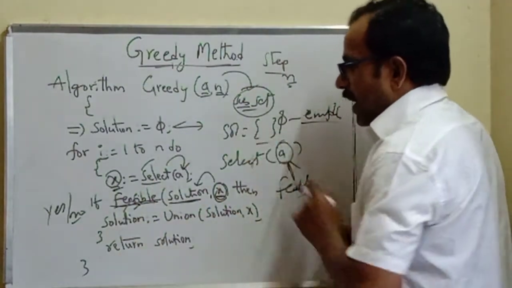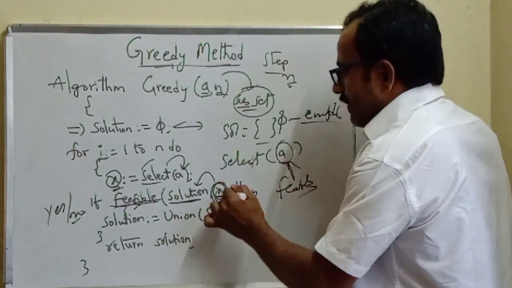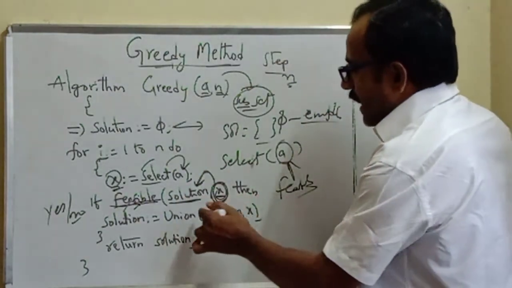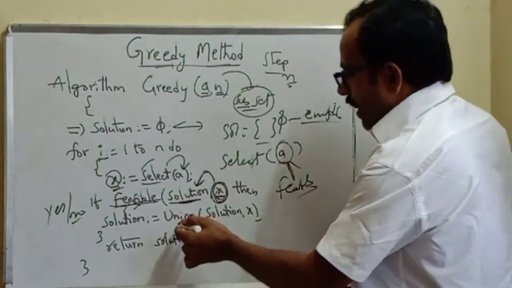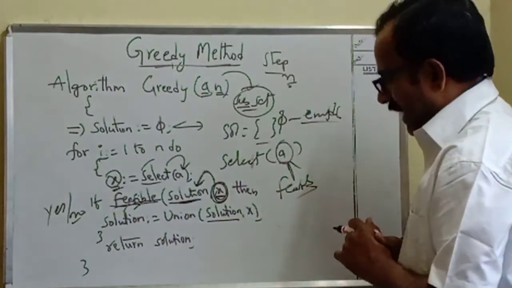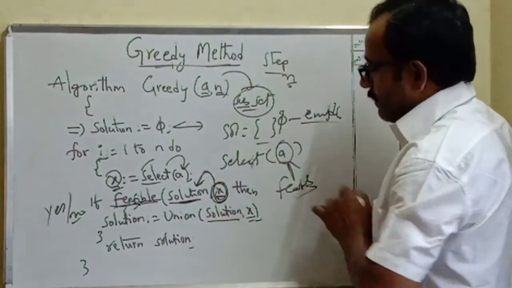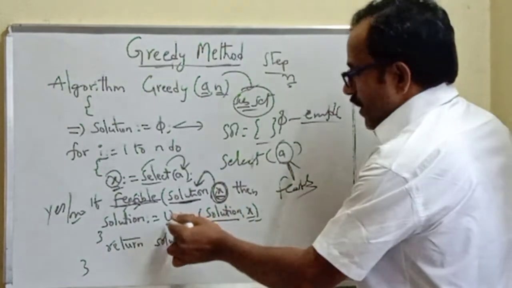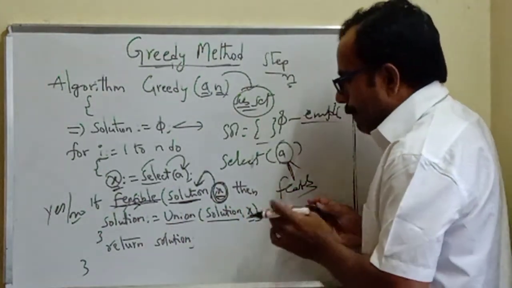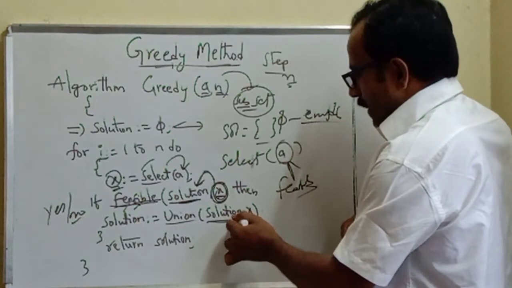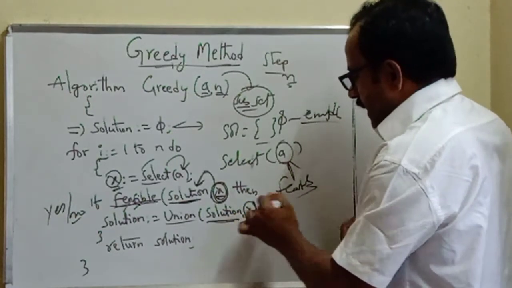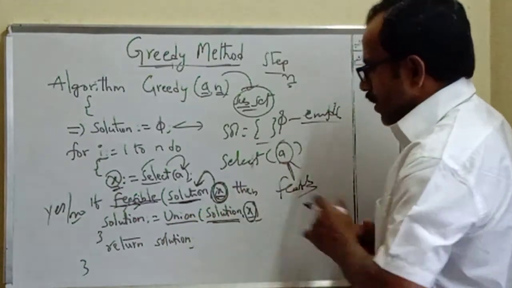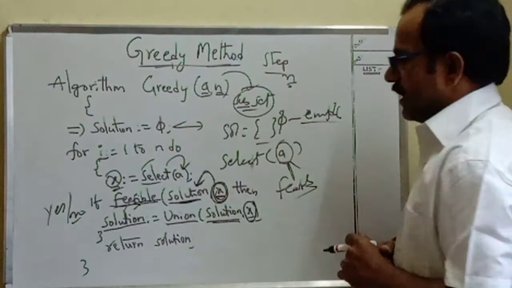Suppose it is possible to include this x in the solution, then immediately update the solution with this element. How can we update? The solution is in the form of a set, and we have selected one element from the array. How can we combine the set with the element? Just by using union, which is used for combining two sets. The previous solution is one set, and x is treated as one set element. By using union, we combine x and the solution. Like that we obtain the updated solution.